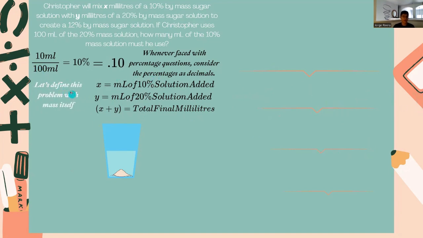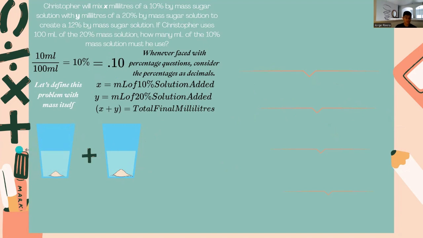So let's define the problem with mass itself. If it's mass by sugar, we can define it by mass. We have these units here in volume, but we're just going to consider them to be mass, because normally we consider mass of sugar when we weigh sugar. It's normally grams, so we're just going to consider them to be grams. If it's 0.10, that would be the percent mass. But since we're working with 100 milliliters, we're just going to consider that to be 0.10 grams. This is just an easier way to think about it, and it's an easier representation.